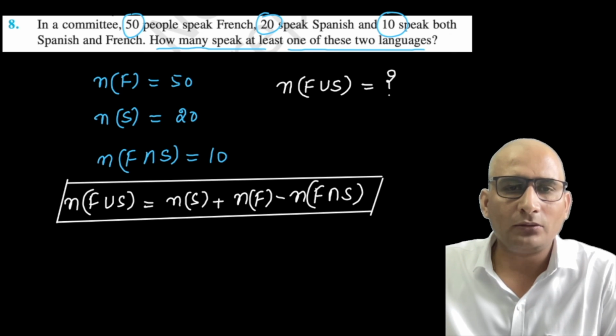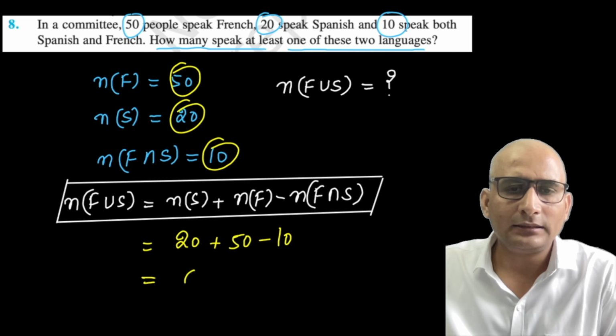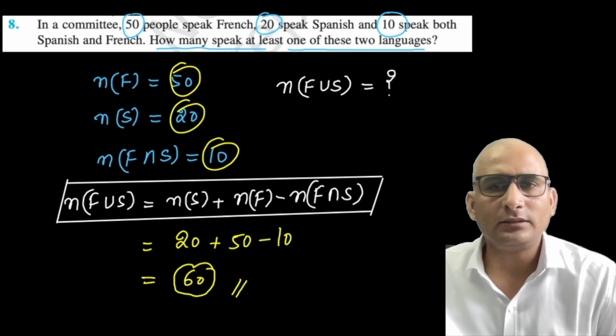Now let us put the given values from the question here. NS is given 20. What is NF? NF is given 50. What is the intersection? It is given 10. Right? So it comes out to be 20 plus 50 is 70, minus 10, which is 60. So 60 is the answer in this case. I hope this question is clear to you all. So this is all about this exercise 1.6.